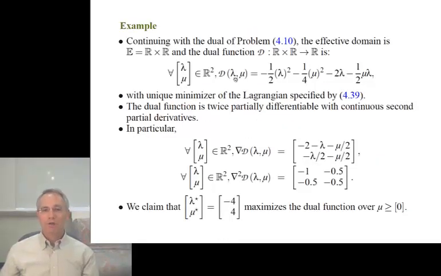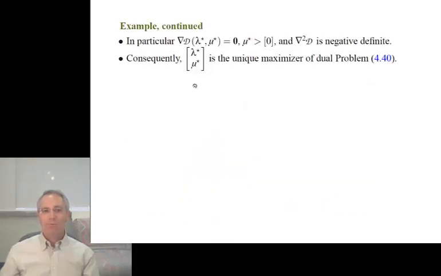Continuing with the problem we just looked at, here's the dual function, and it's twice partially differentiable. Here's the gradient of the dual. The first term is the derivative with respect to lambda. The second term is the derivative with respect to mu. The Hessian is given by this matrix, and I claim that lambda star, mu star equal to minus 4, 4 maximizes the dual. Why is that? Well, in particular, if I plug that lambda star, mu star into the gradient, it equals 0, so that means I satisfy the first order necessary conditions.